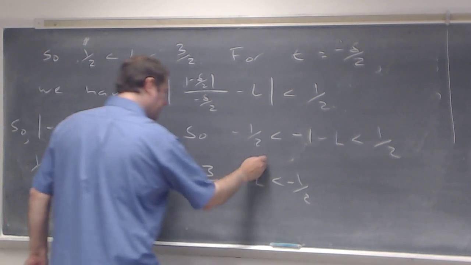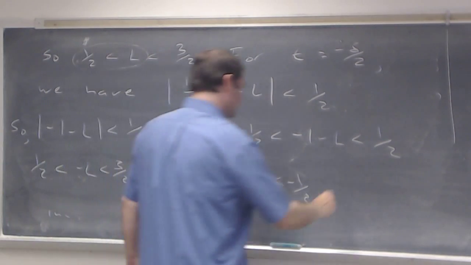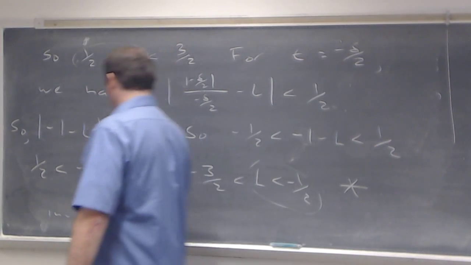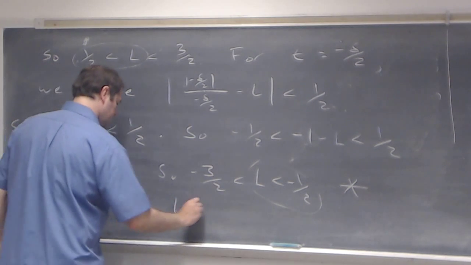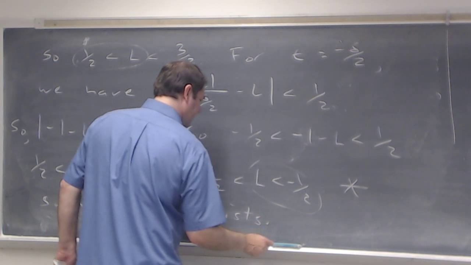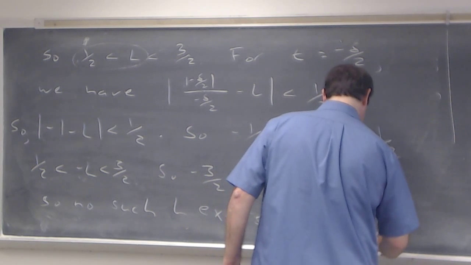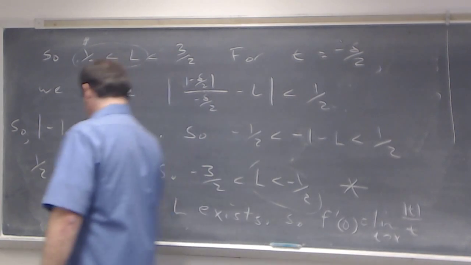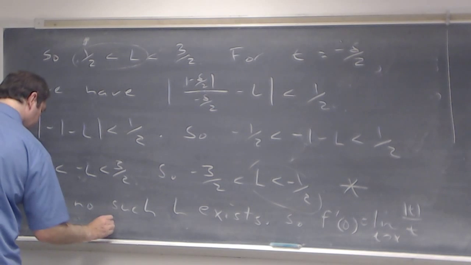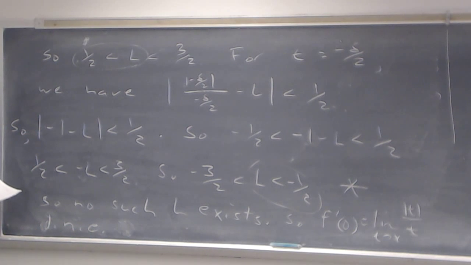So if you look at this part and this part, they cannot both happen. These are contradictions. So no such L exists. And that means f prime of 0, which was equal to this limit as t goes to 0 of the absolute value of t over t, does not exist. It does not exist. And that is the proof of this example.